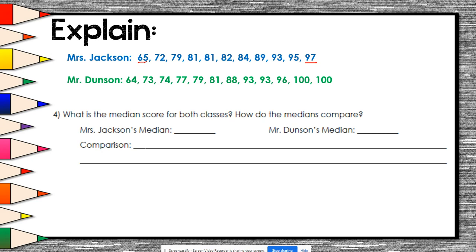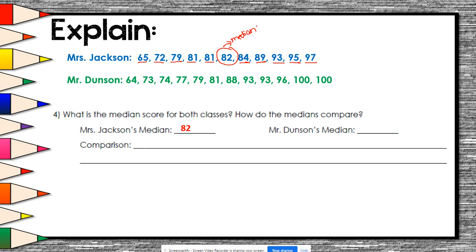So for Miss Jackson, I would take 65 and 97. Then I would take 72 and 95, then 79 and 93, then 81 and 89, then 81 and 84, and now you'll notice I only have one number left in the middle. That means that 82, this 82, is the median of the data set. So Miss Jackson's data has a median of 82.